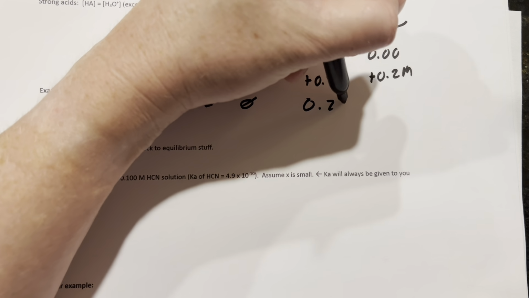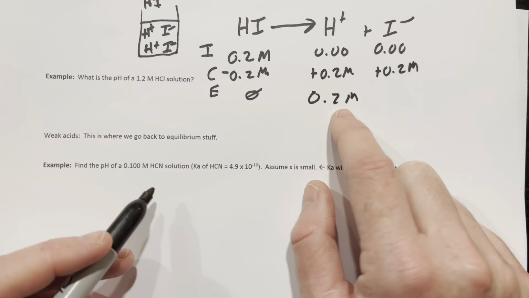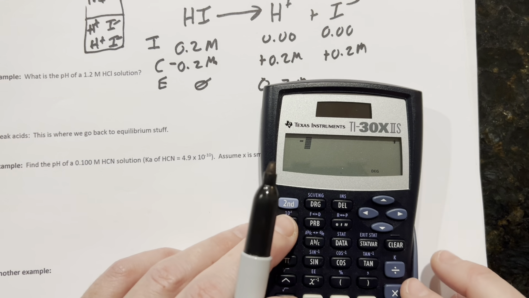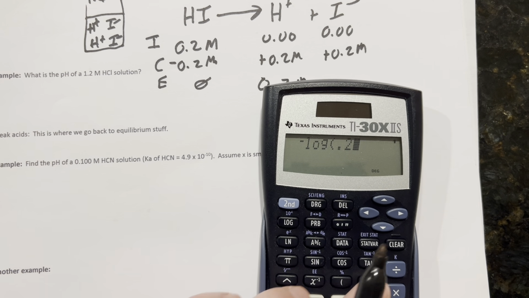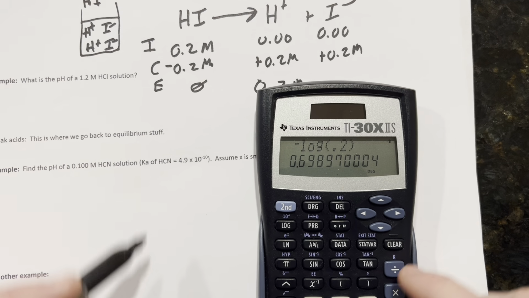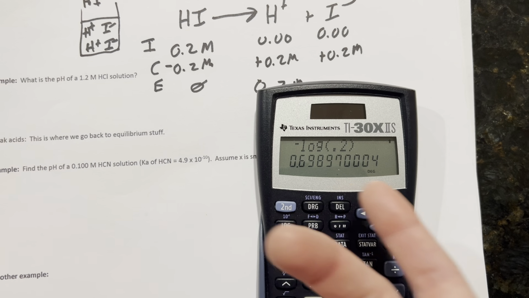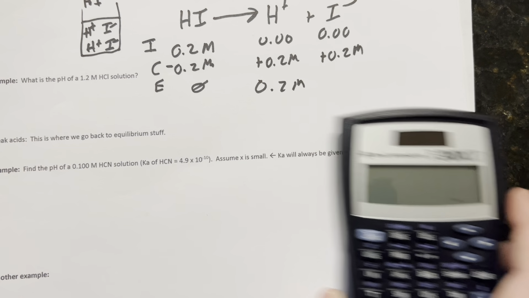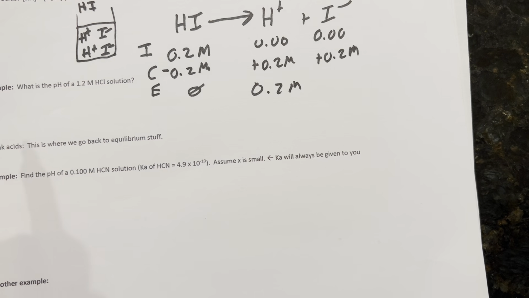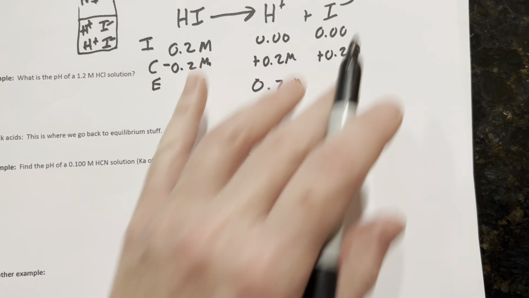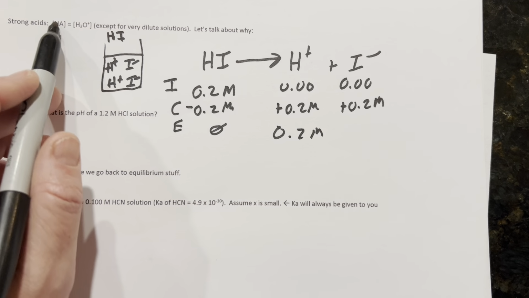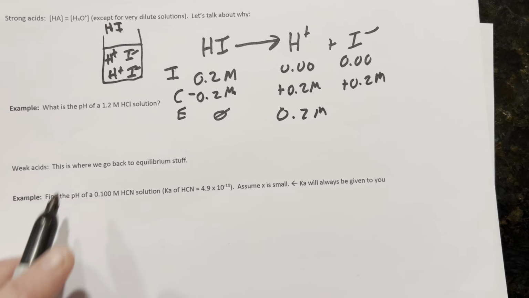This is 0.2 molar. In fact, you could find the pH of this right now. What's the pH of 0.2? You just say, hey, negative log of 0.2. And you find out the pH of the solution we just made up would be 0.699, or 0.70 actually. All right, so anyways, I just thought that was kind of cool. So you can figure out the pH of a strong acid solution just by knowing how much you put in the solution.